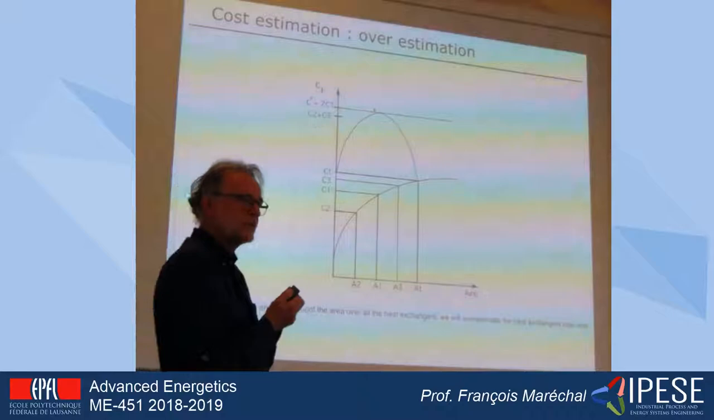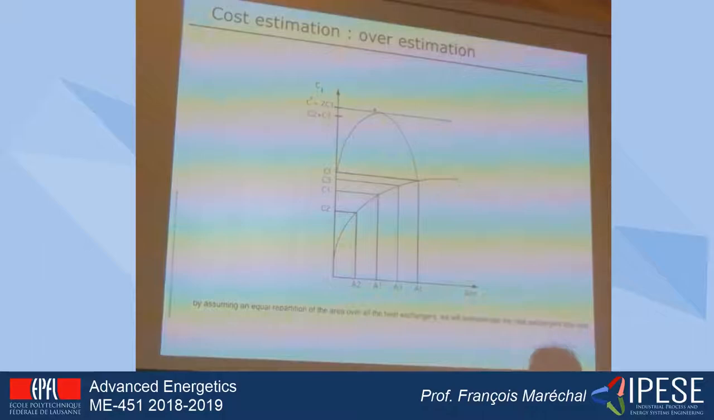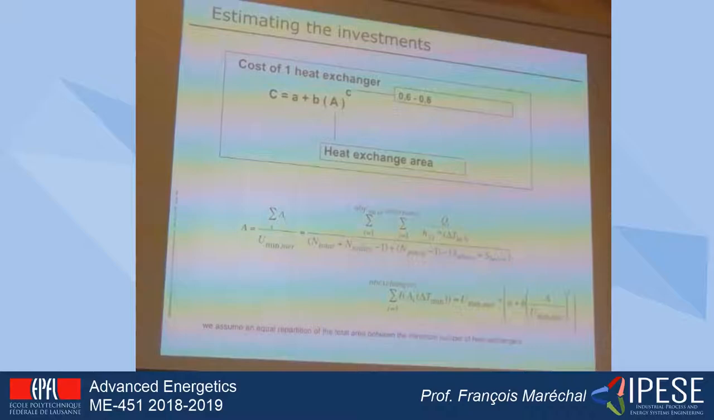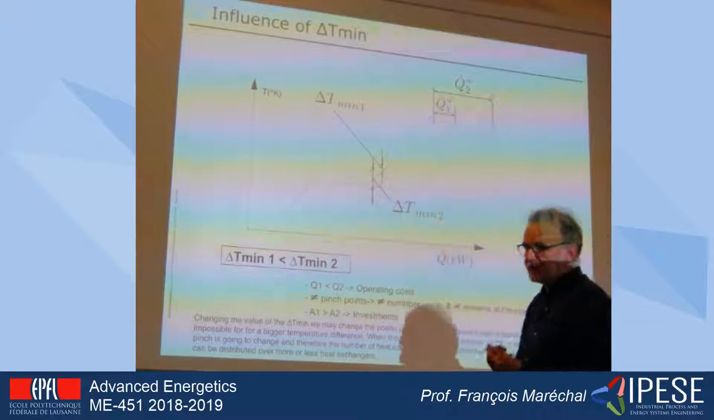So it means that for every other combination, I know that it will be cheaper than the amount that I have calculated. Okay? So it's a way to be on the safe side. And now, as soon as I have this estimation of the cost, I have an estimation of the investment that I can compare with the cost of the heat that is recovered.